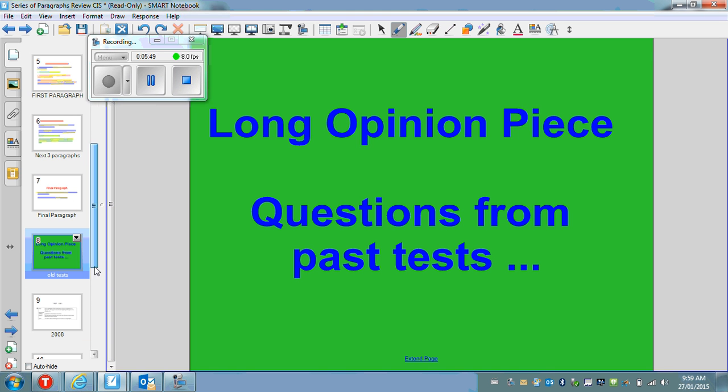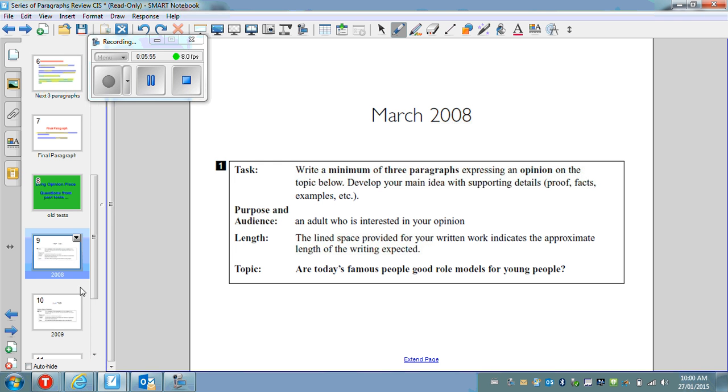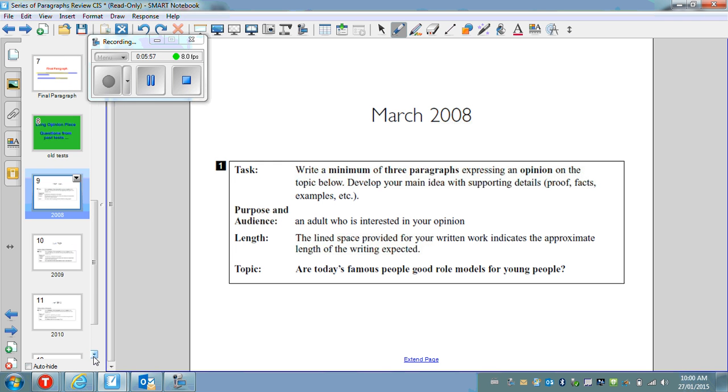So, here are some questions from past tests. Let's check those out. Write a minimum of 3 paragraphs expressing an opinion on the topic below.